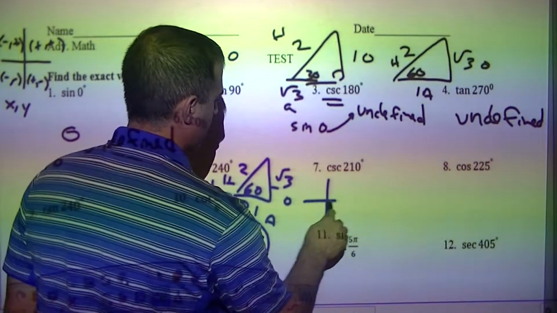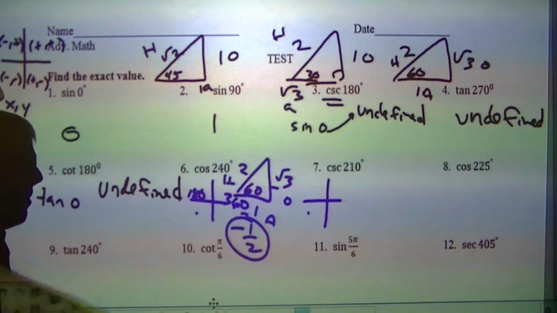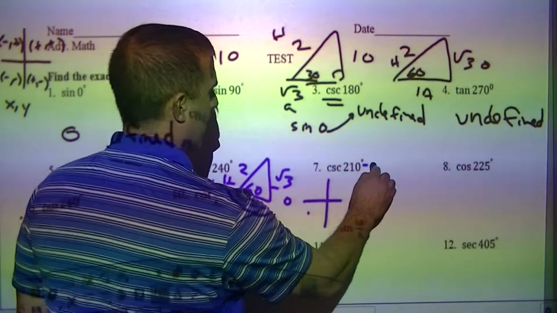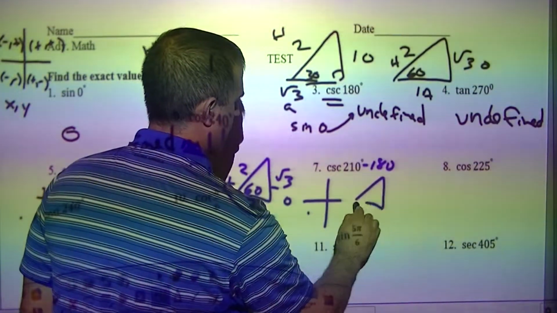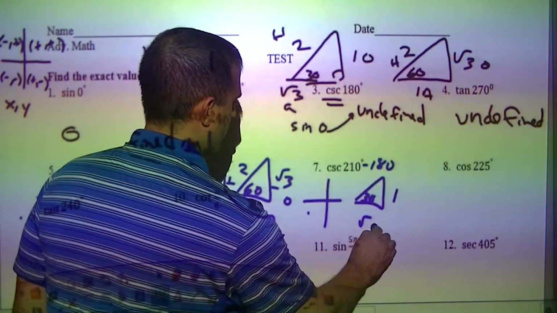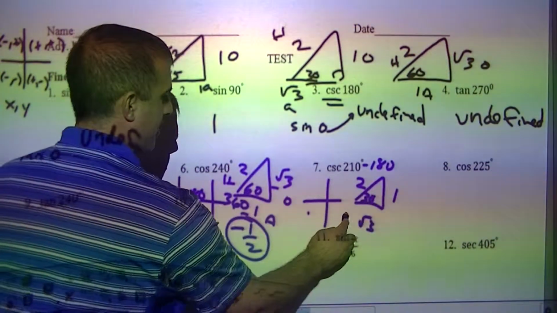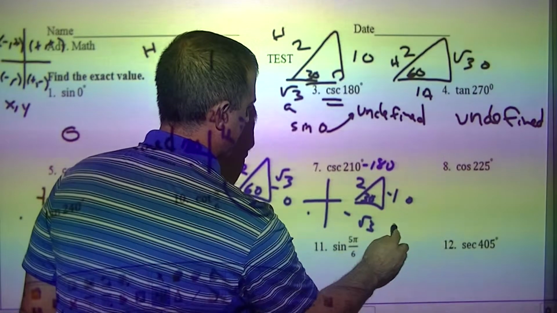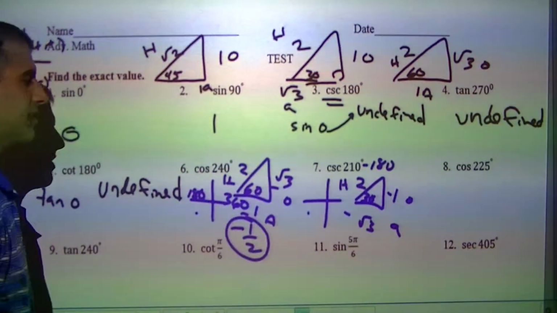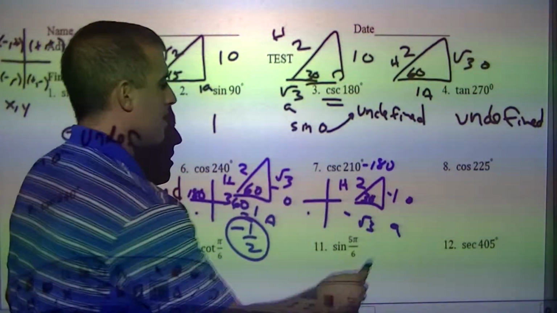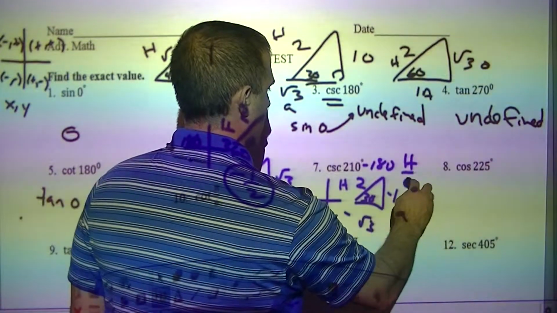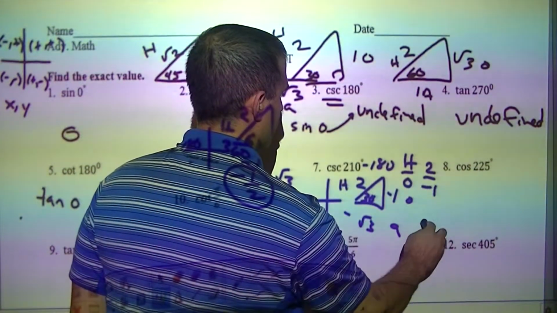210, once again, would be down here. So I'm going to do 210 minus 180. I get a 30-degree triangle. That's 1, square root of 3, and 2. Down here, these both are negative, so that's opposite, adjacent, hypotenuse. Now in this case, they want me to find cosecant, which is h over o, which is 2 over negative 1, which is negative 2.